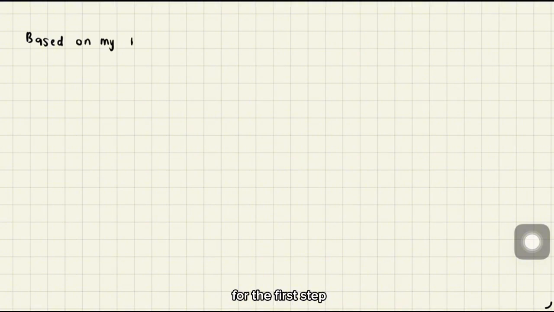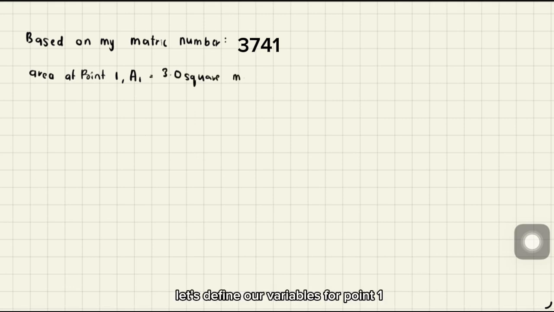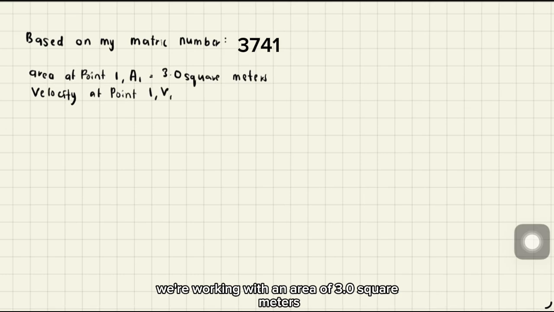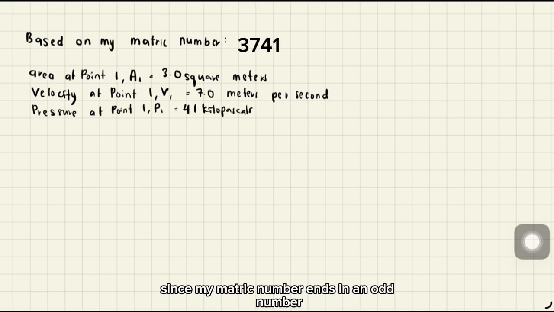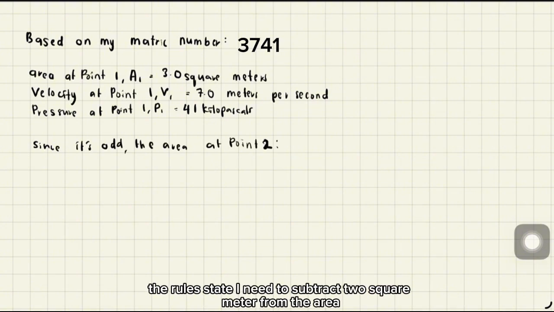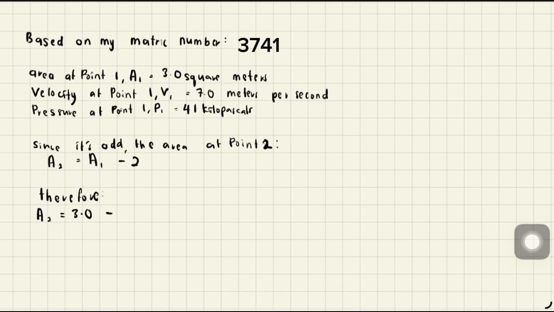For the first step, I'm breaking down this fluid dynamics problem based on my matric number 3741. Let's define our variables for point 1. We're working with an area of 3.0 square meters, a velocity of 7 meters per second, and a pressure of 41 kilopascals. Since my matric number ends in an odd number, the rule states I need to subtract 2 square meters from the area. That leaves us with an area of 1 square meter for point 2.